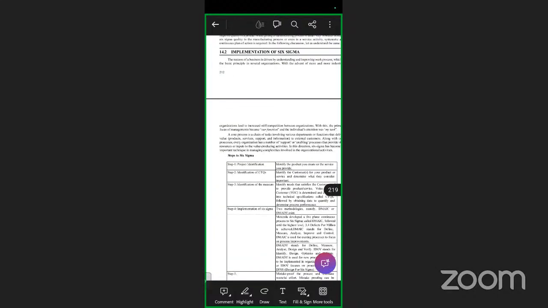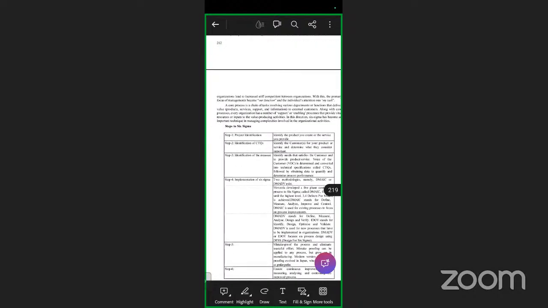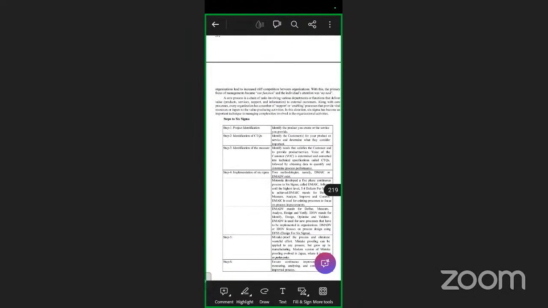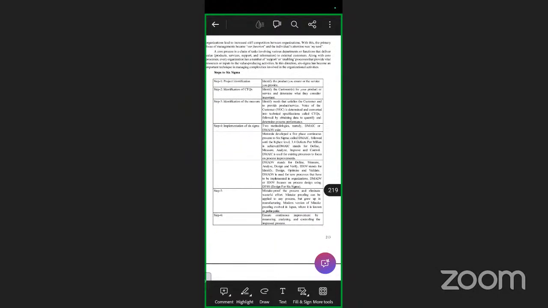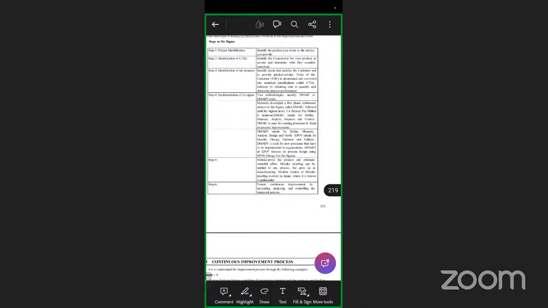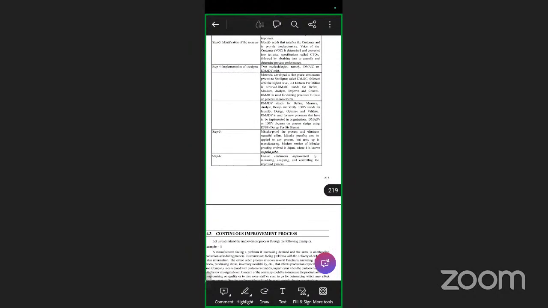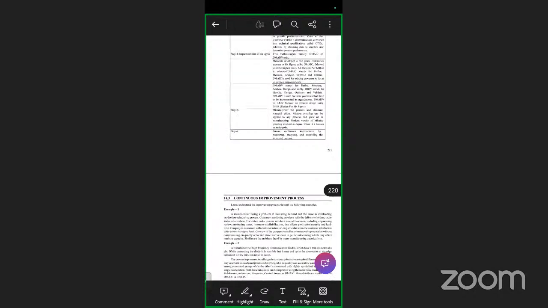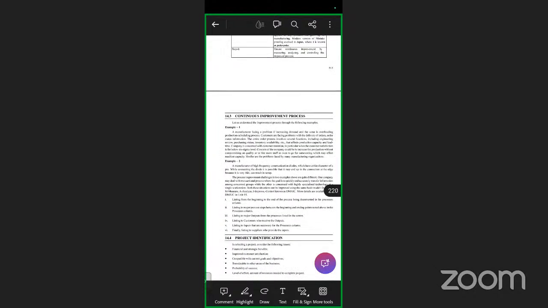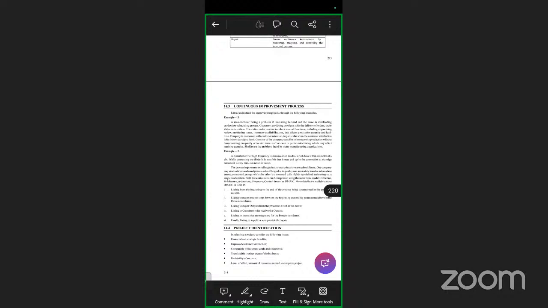So here, the stages implemented. Already we discussed step one, project identification of CTQ, that is customer technical requirement, and identification of measures and implementation of Six Sigma, like DMAIC and DMADV. Step five is to make proof, and step six is to ensure continuous improvement happens. So once Six Sigma is practiced in any organization, continuous improvement is going to happen. Once we implemented Six Sigma, everybody should follow it, and then only continuous improvement is going to happen.